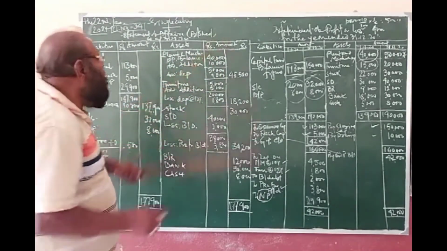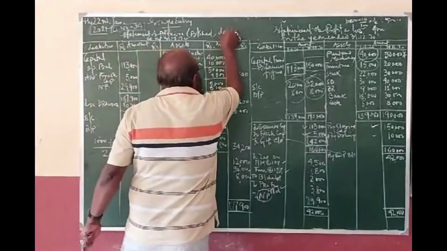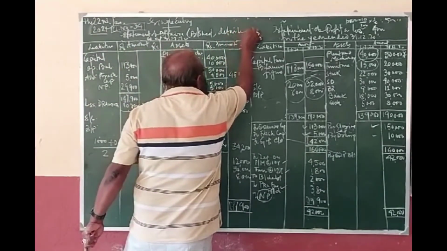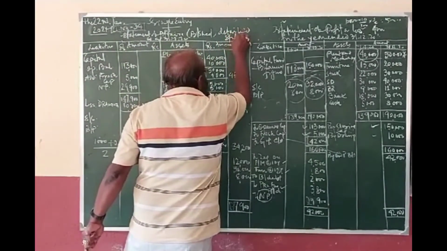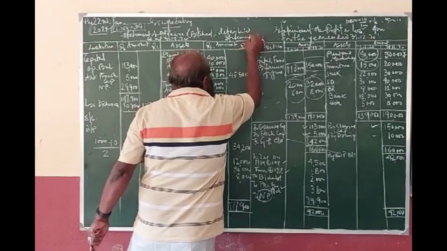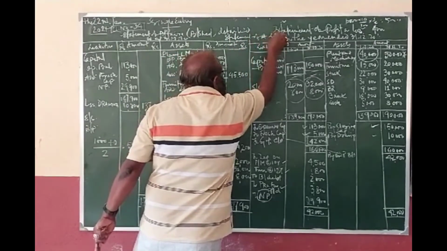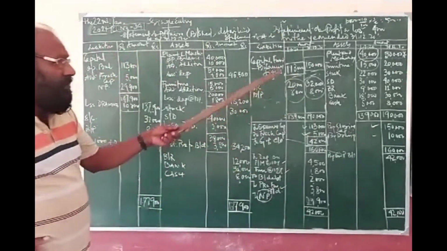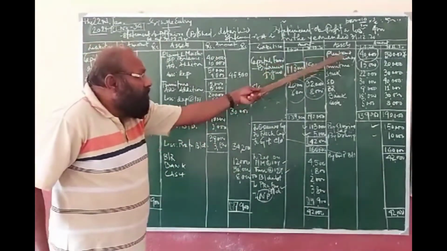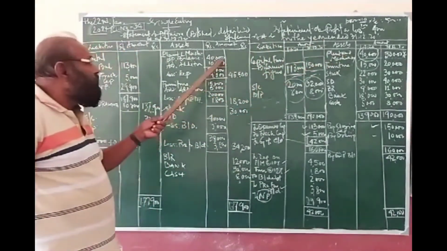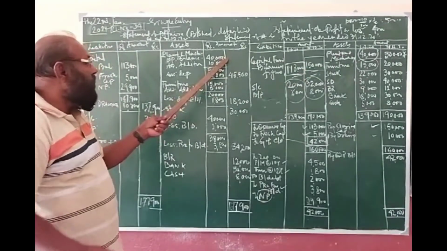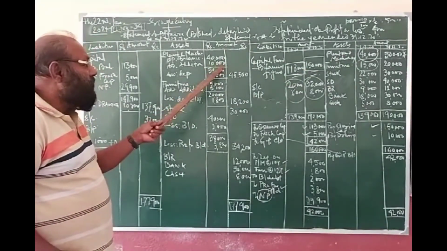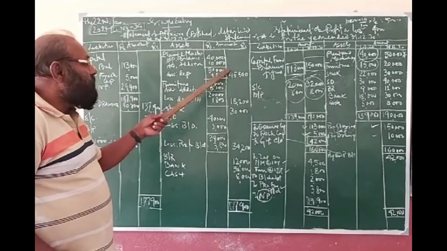So it is a detailed statement. Detailed statement of assets and liabilities. Now you see, opening plant and machinery. Opening balance, how much? 40,000. Addition, how much? 10,000. So it is 50,000 total.